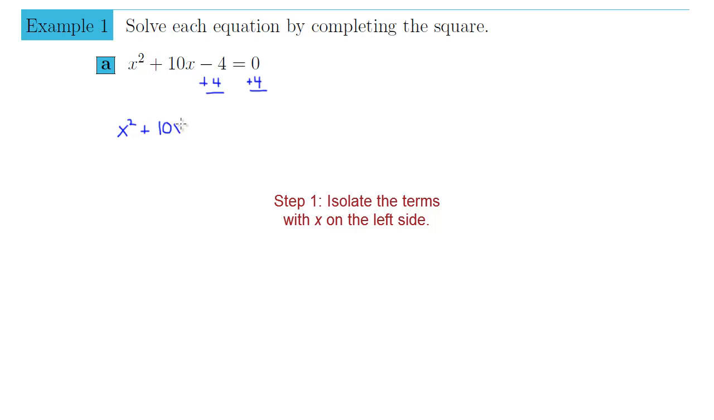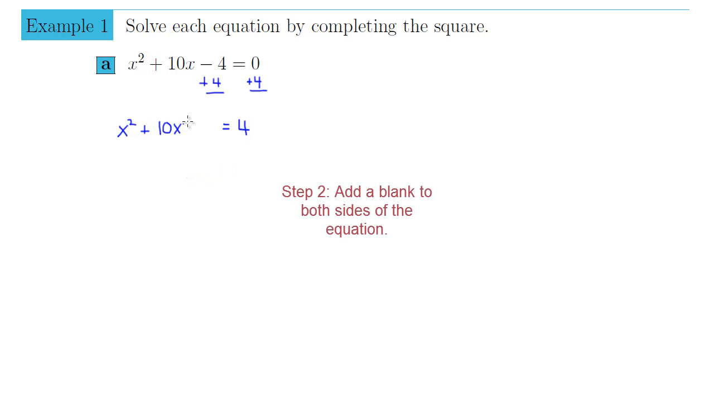X squared plus 10x. The minus 4 and plus 4 cancels, and that gives us on the right side 0 plus 4, which is 4. So that completes the first step. The second step is to add a blank to both sides of our equation. X squared plus 10x plus blank equals 4 plus blank. This sets us up for our third step.